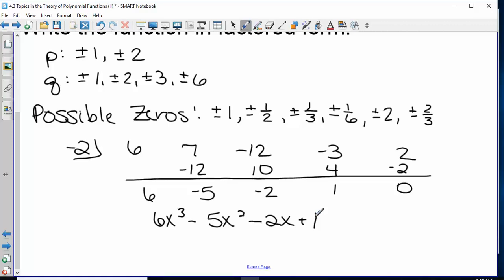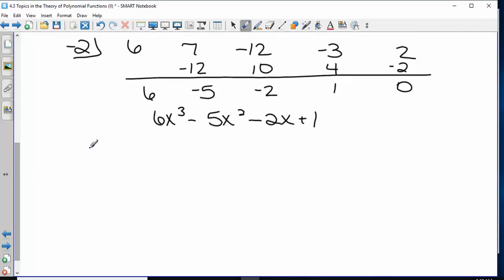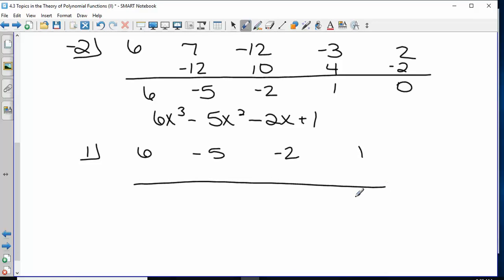1? Okay. So I'm going to do synthetic with 1 now. And you use what you got out of the other one? Yes. Alright, so 6 comes down, multiply and add. So this gives me 6x squared plus x minus 1.